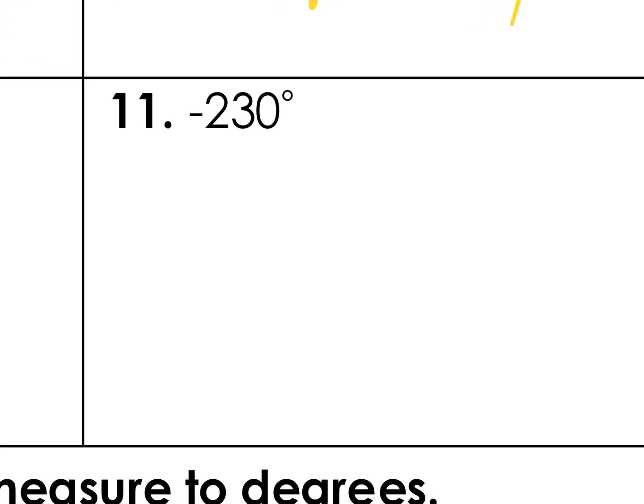Yeah. So take negative 230 and multiply it by pi over 180 degrees to get the degrees. Negative 230 pi over 180.